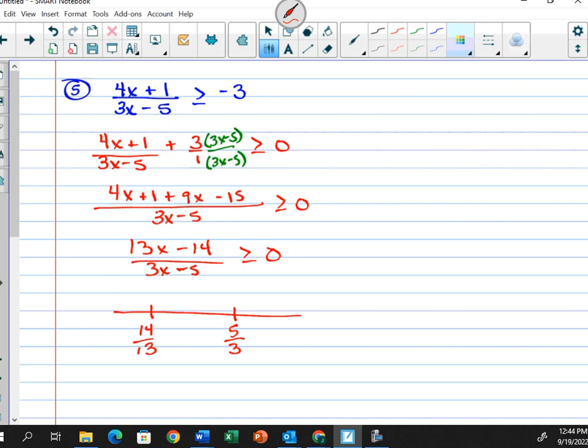I'm going to test 0, so that's way on the left. That would be a negative over a negative. Did you guys get positive then for that section? Okay, negative, positive. So my answer is going to be negative infinity to 14/13. Will that have a bracket or parenthesis on it? Bracket. What about 5/3? Okay. There you go.